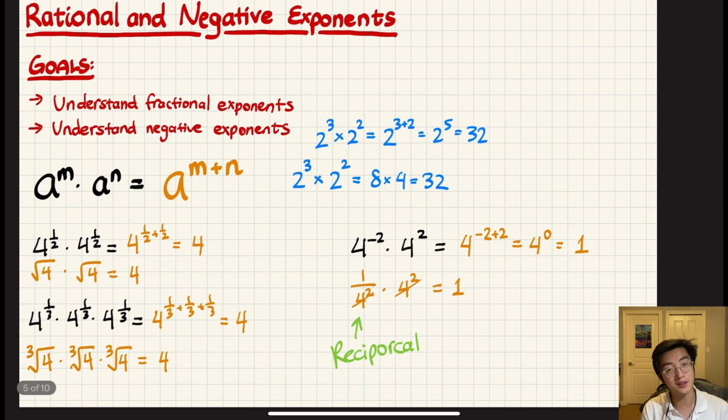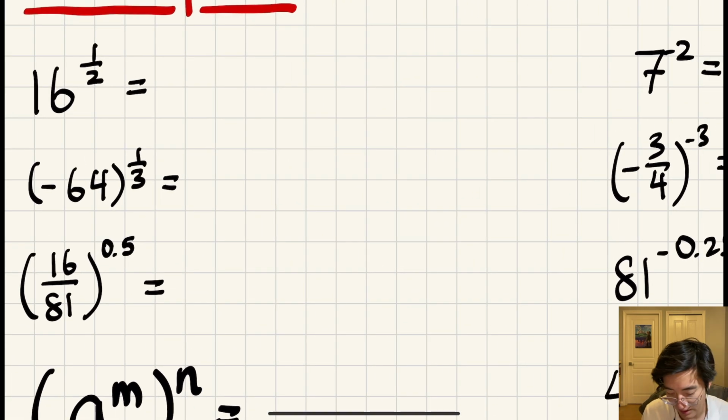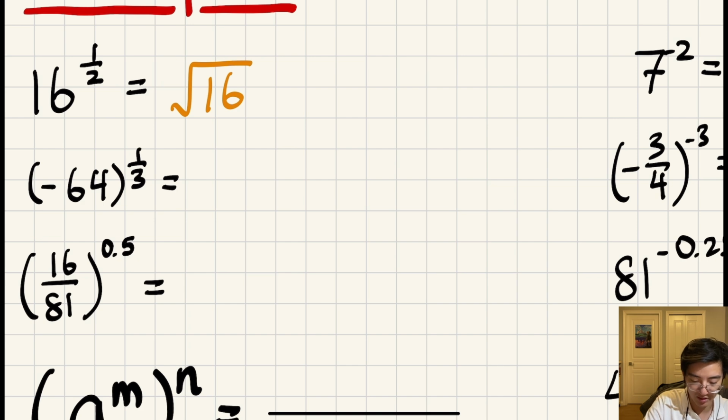So let's put all those into practice so far. We have a bunch of different ones, and we'll take the first 6 as examples here. So 16 to the power of 1 over 2. We found earlier that a fractional exponent is just a root, and the denominator of the fraction tells us the degree of the root, or the index. So in this case, with 16 to the power of 1 over 2, all it is is the square root of 16. And of course, by convention, because it's a square root, we don't really write the 2.